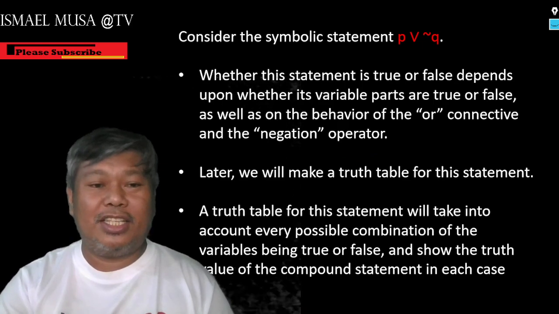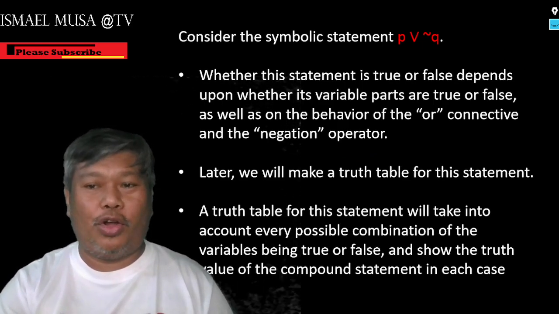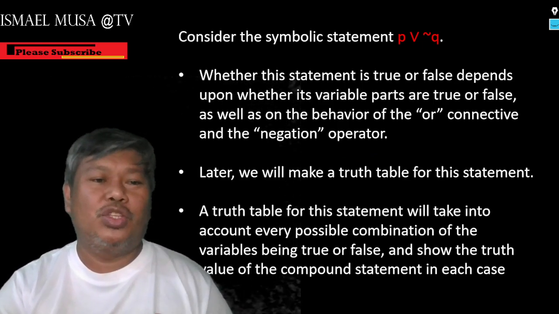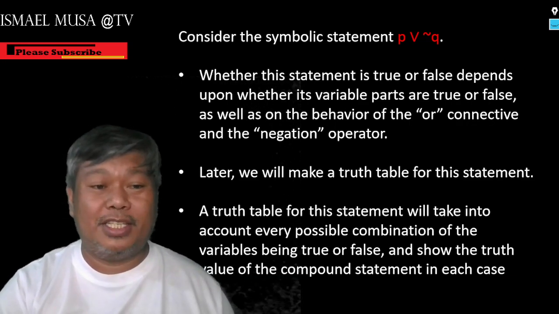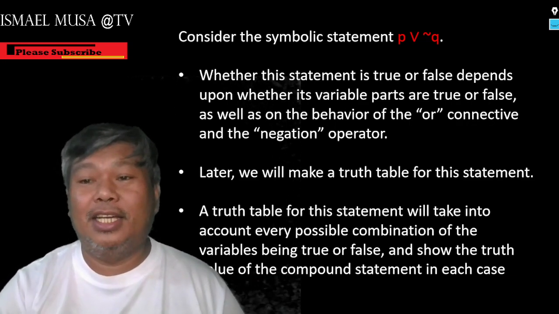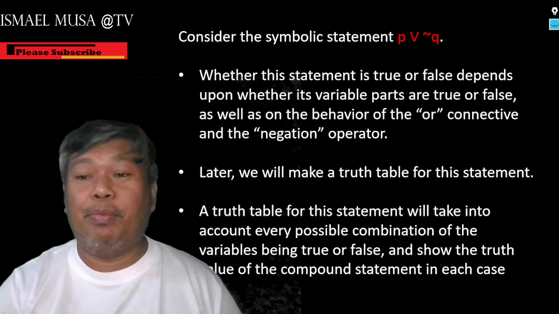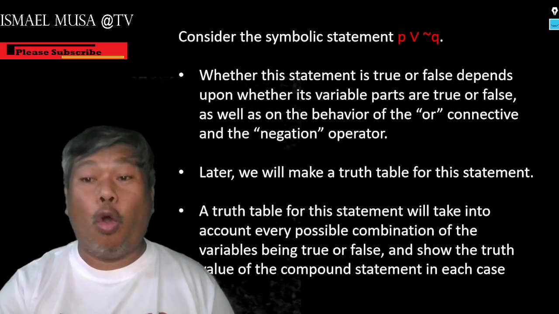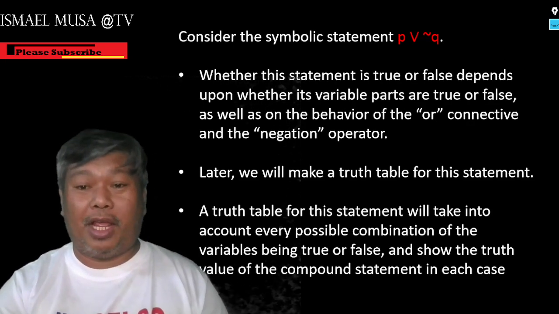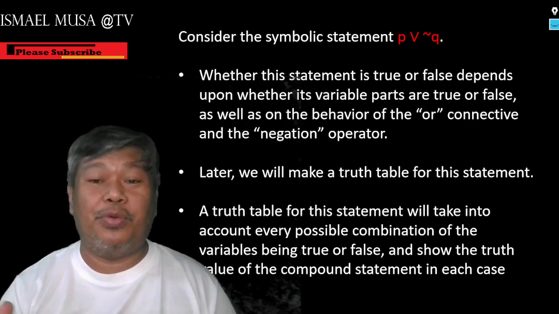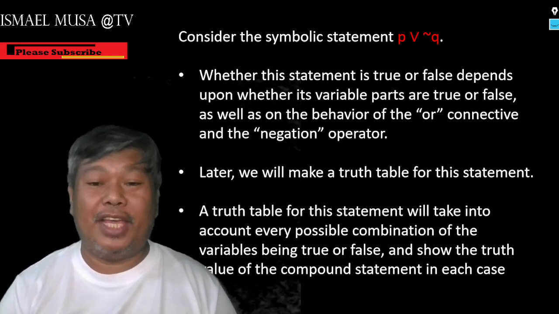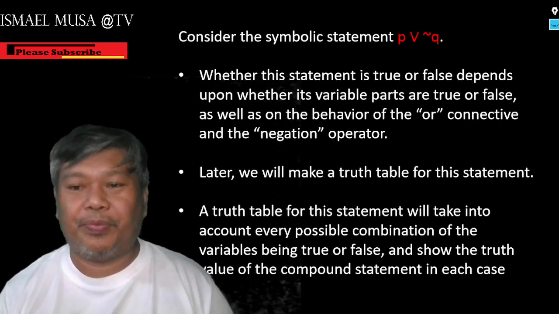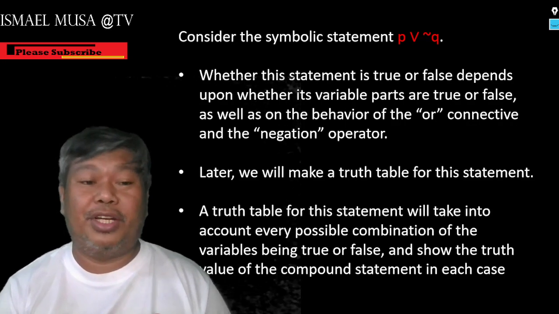Now, consider the symbolic statement P or not Q. Whether this statement is true or false depends upon whether its variable parts are true or false, as well as on the behavior of the or connective and the negation operator. That's how we determine the truth value of a new proposition. Later, we will make a truth table for this statement.